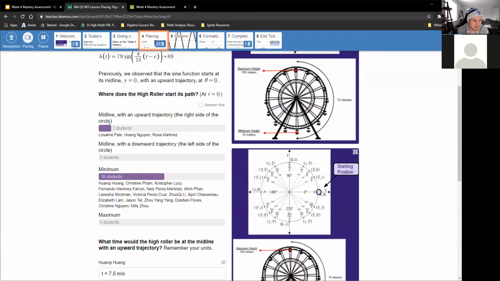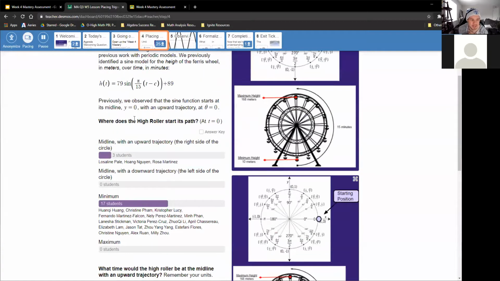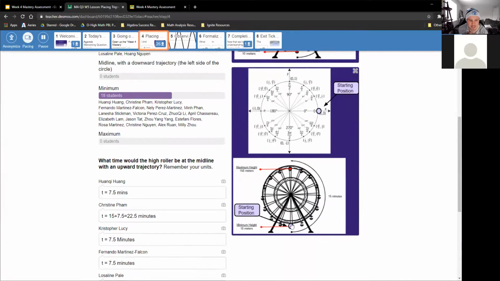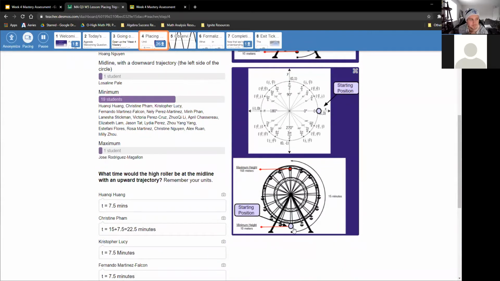So I got a couple people with that multiple choice. I did kind of give you guys it away. So it's asking, where does the high roller start its path, y'all? Like, I see people changing it. Where does the high roller start its path, right? Not the sine function. The sine function starts at the midline going upward, right? The high roller, guys, notice it starts down here at the minimum, right? You see that? See how it's starting down here at the minimum?